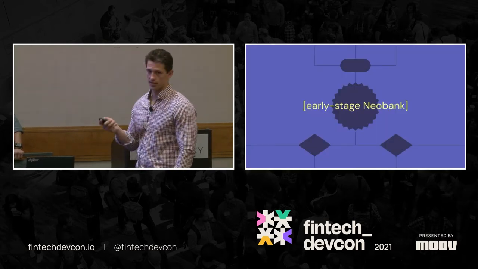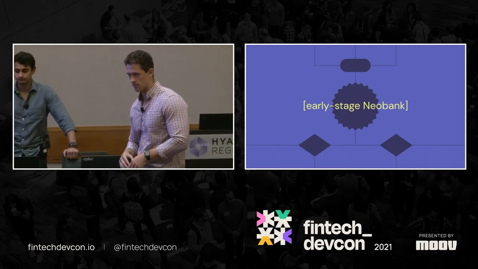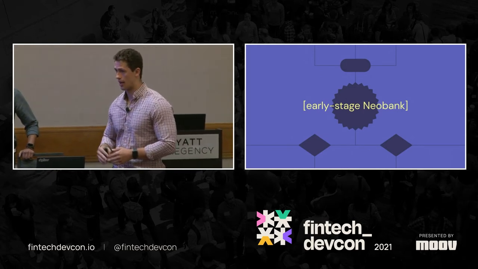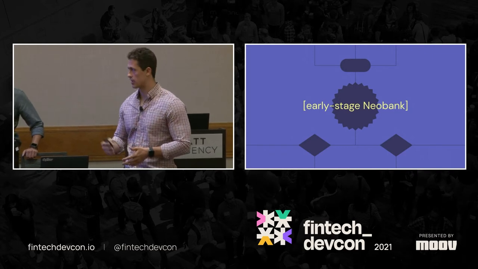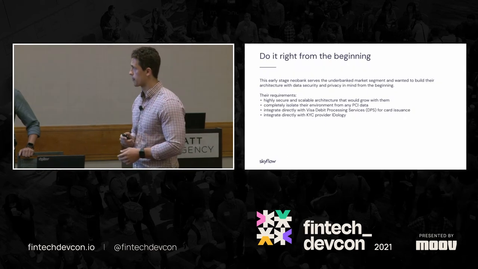So we want to talk about another example as well. So this is an early stage neobank. I think the idea I want to get across is that this isn't just for large enterprise companies. You really want to do this right from the beginning so that you're not having to backtrack at some point later on and say, well, how do I fix these problems? How do I really dedicate the time to try and get this right? You really want to do it from the very beginning.